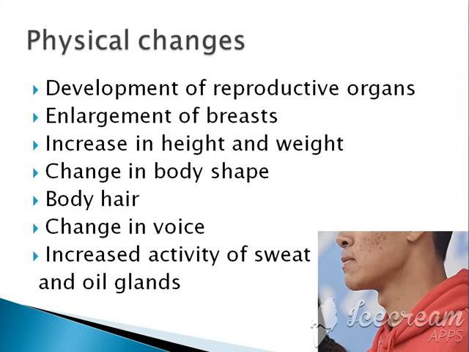First, physical change. Development of reproductive organs. During puberty, in boys, the penis and the testes continue to grow and develop completely. Testes begin to produce sperms. In girls, the ovaries enlarge, eggs begin to mature, and menstruation begins. It is a major stage of puberty in girls. It marks the stage when ovulation begins. That is, the ovaries begin to release mature egg cells.